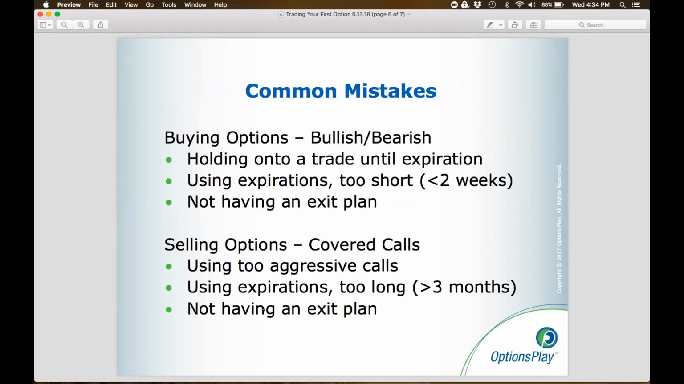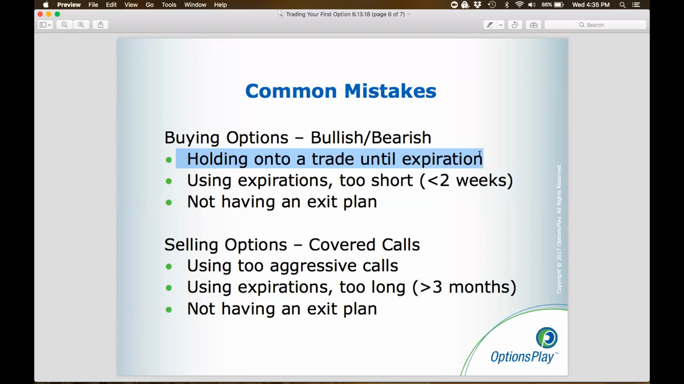One of the most common mistakes that people make when they're buying options is they hold on to the trade until expiration. Right now it's June. Let's say you buy a July or August option, a call option on Apple because you think the stock's going to go higher. A lot of people, when they're starting out with options, will hold on to that option until August, until expiration. When you're buying options, you typically want to get in and out before expiration. You generally do not want to hold these trades until expiration.